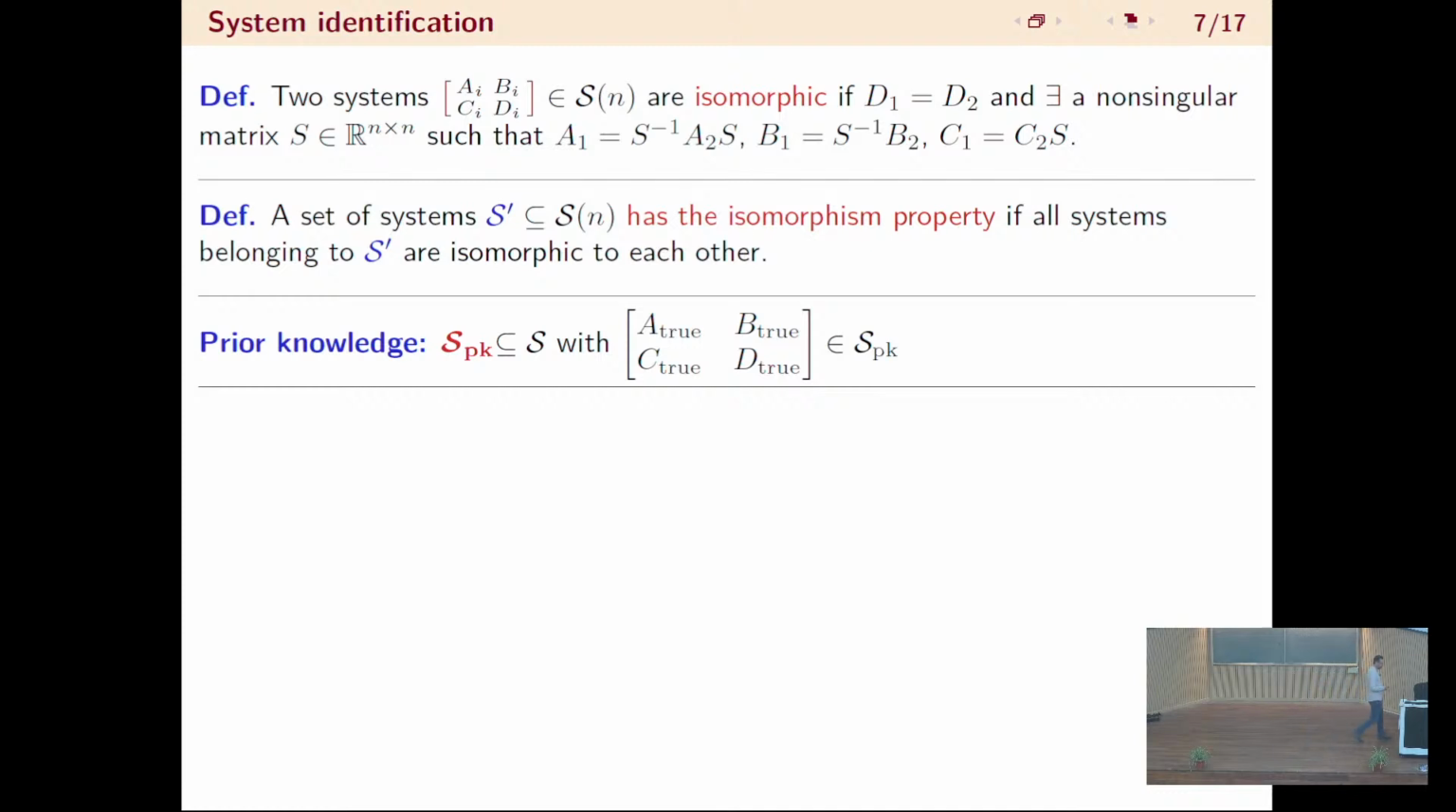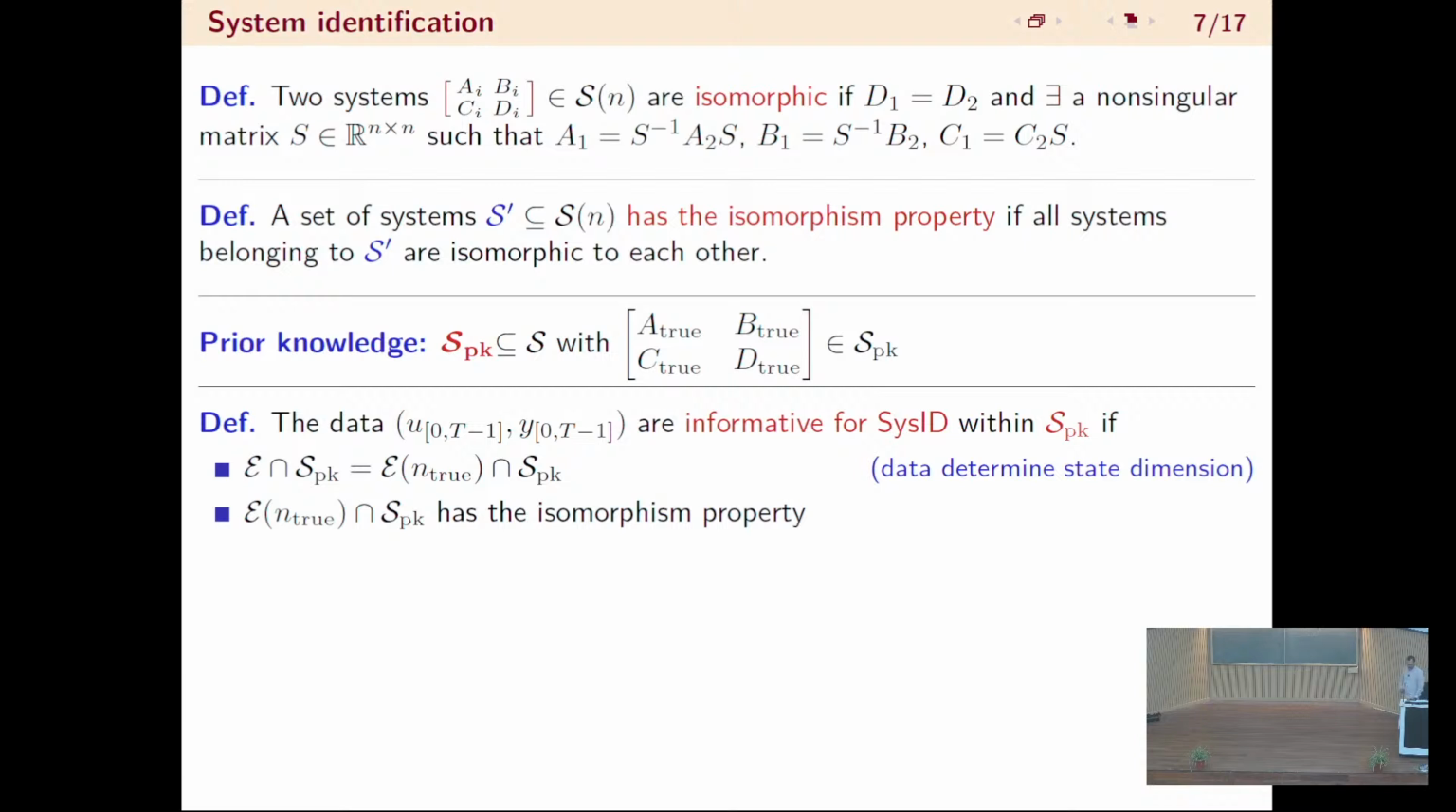Now I am ready to define informativity for system identification. I'm going to call the input-output data informative for system identification within the prior knowledge set if two conditions are satisfied. One, let's try to read these mathematical formulas. This says all explaining systems which satisfy the prior knowledge must have n true states. Because the right-hand side is a subset of the left-hand side. This is the set of all explaining systems. This is the set of all explaining systems with n true states.